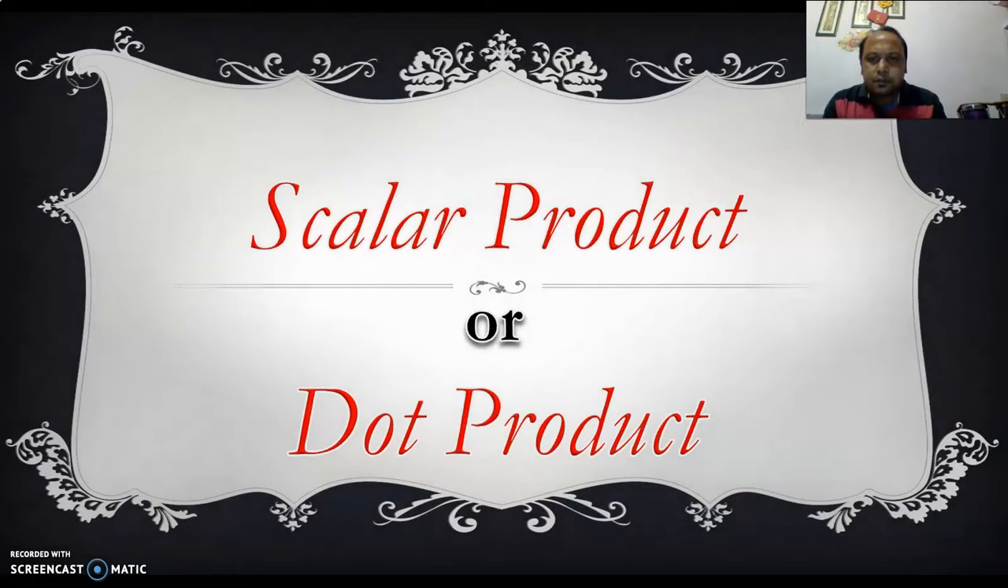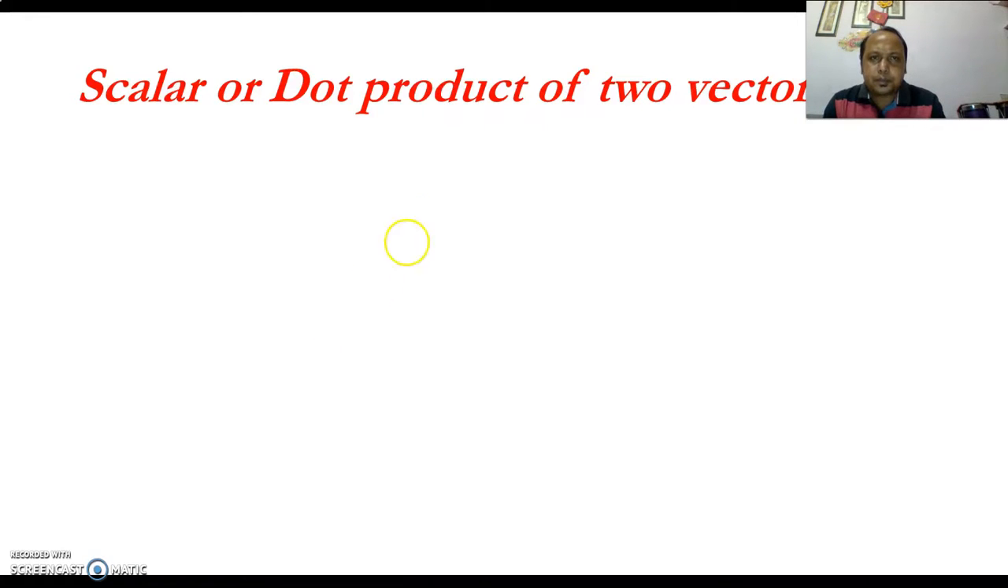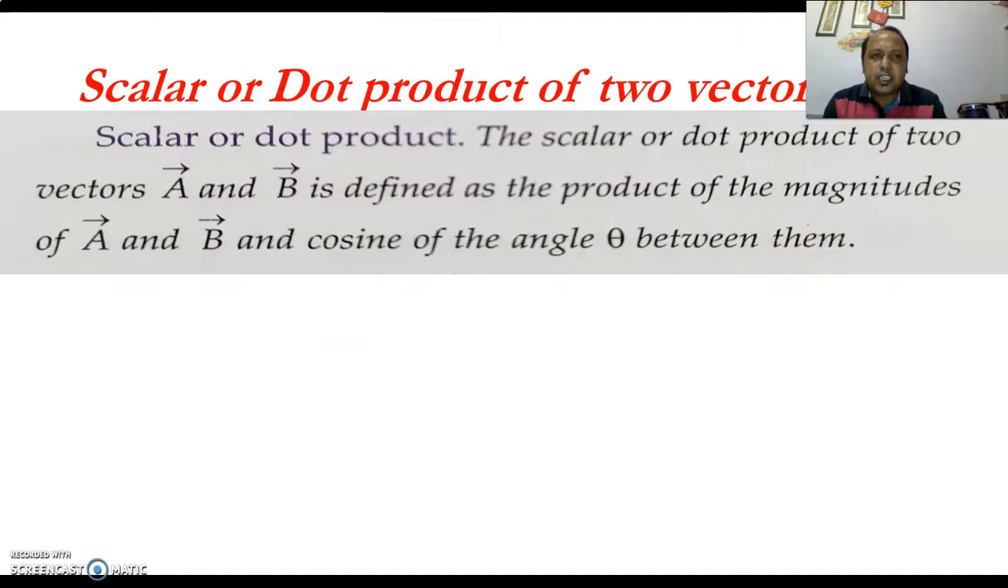We will be discussing the vector or cross product in the next videos which will follow. But in this video we are going to discuss the dot product of 2 vectors, that is the scalar product of 2 vectors. So let us see how it is done. Scalar product or dot product. Now first of all we will see the definition here.